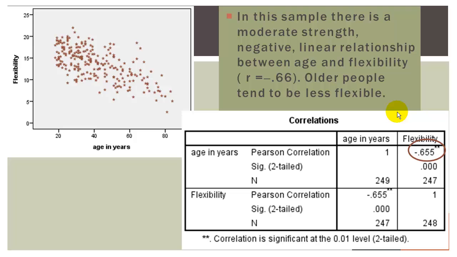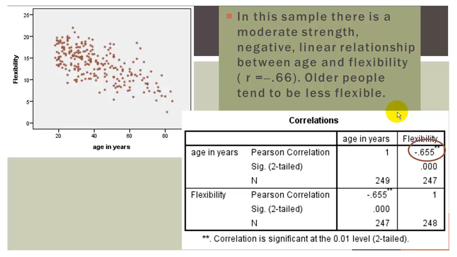We could describe this sample relationship by saying something like, in this sample there is a moderate strength negative linear relationship between age and flexibility. We give Pearson's R equals minus 0.66, and then we say older people tend to be less flexible. So we're expanding on that word negative and explaining exactly what that means.